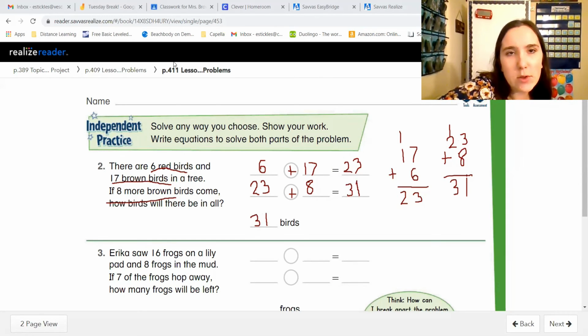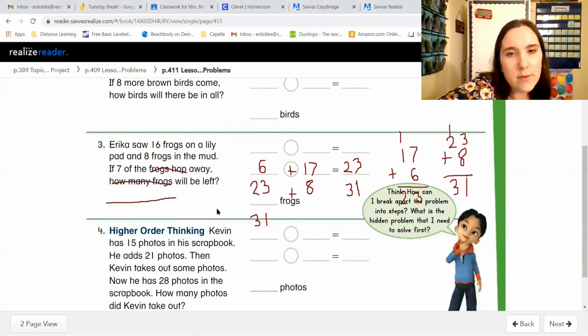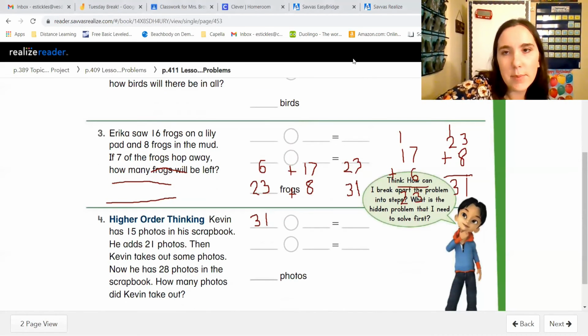It says, let me scoot myself down here. Hold on one second, friends. There we go. That's better.